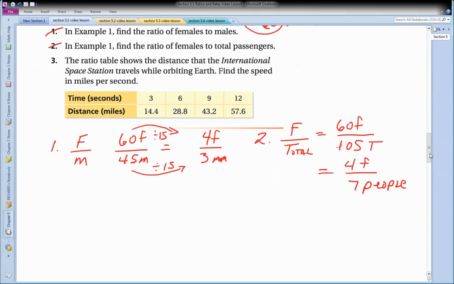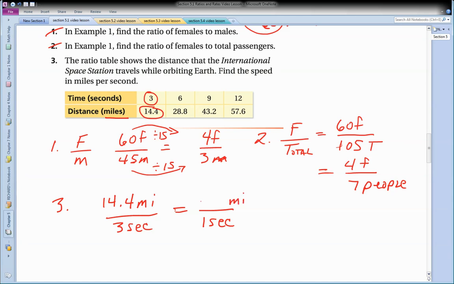Let's look at this third one. So number 3 says the ratio table shows the distance that the International Space Station travels while orbiting Earth. Find the speed in miles per second. So remember the miles per second. So I'm going to choose those first 2, and I'm going to write down 14.4 miles. That's in 3 seconds, and that should equal something that goes in the numerator.